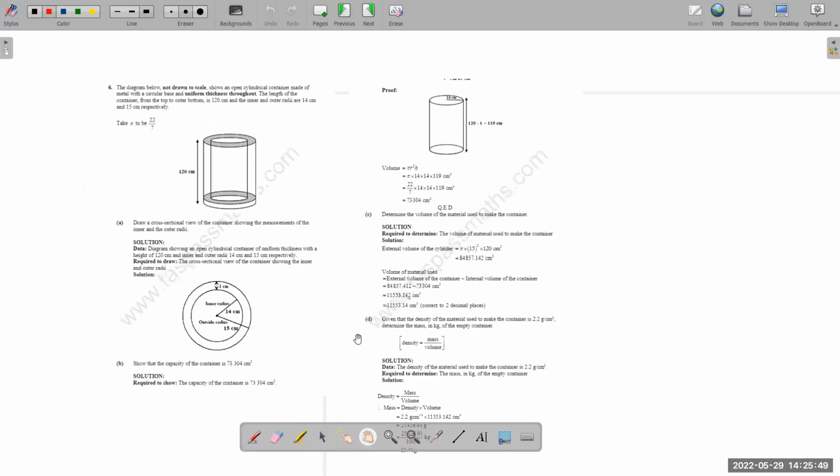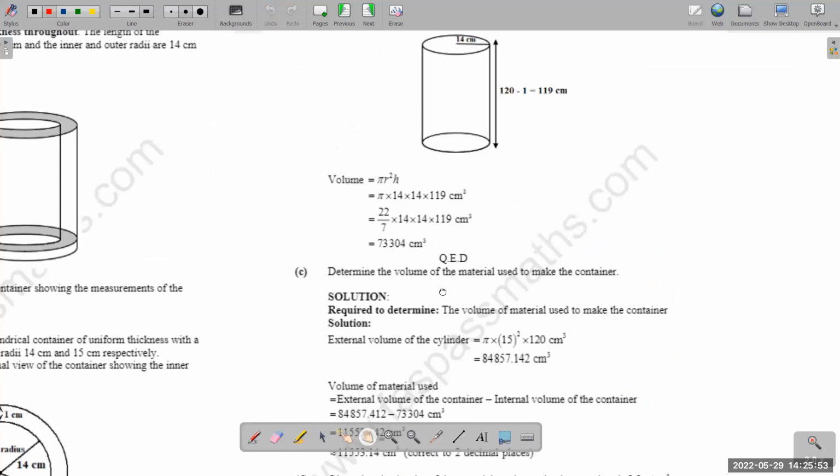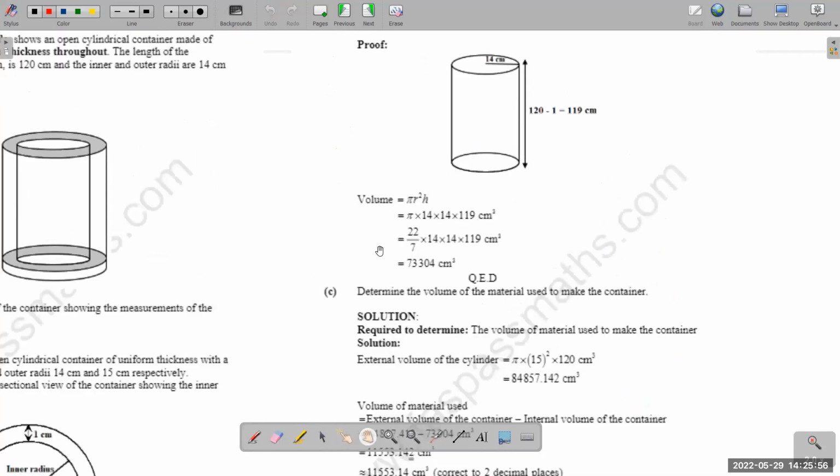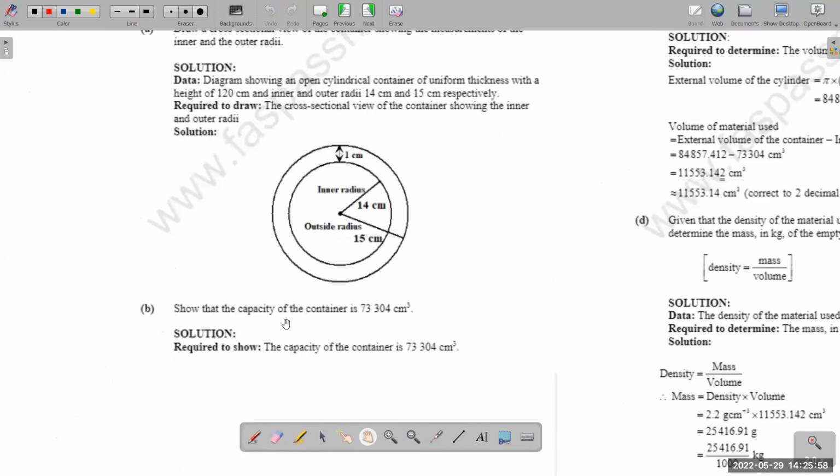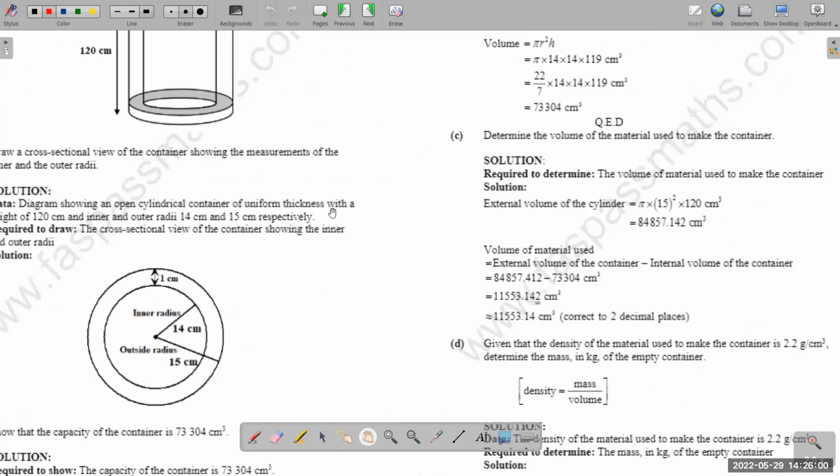Let me go through, see if anything else. And look here, everything else is the same. The only difference is that they ask you to use pi as 22/7. You've got your calculator. You should be able to do that.